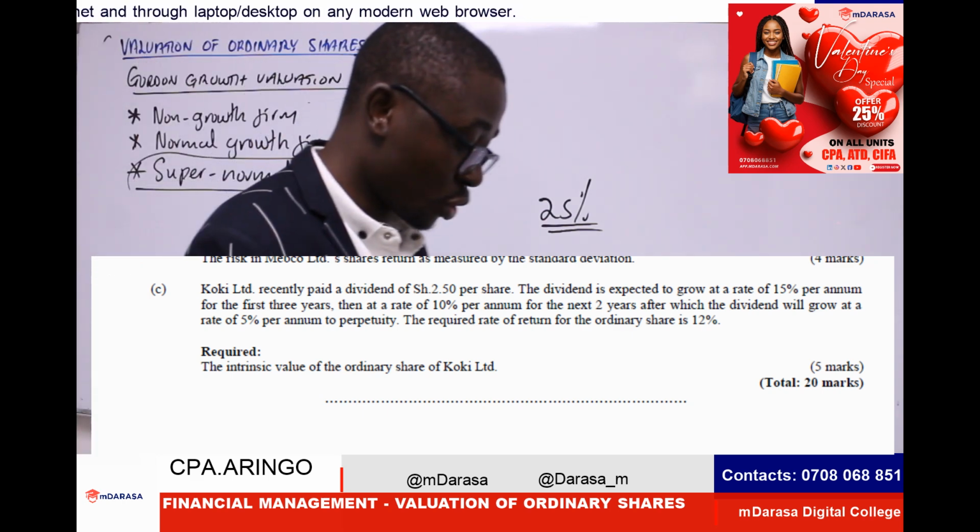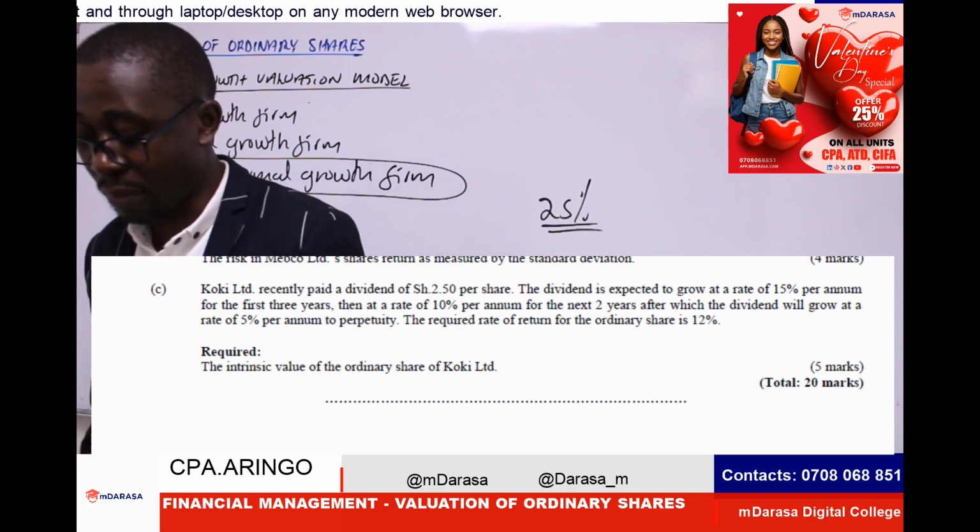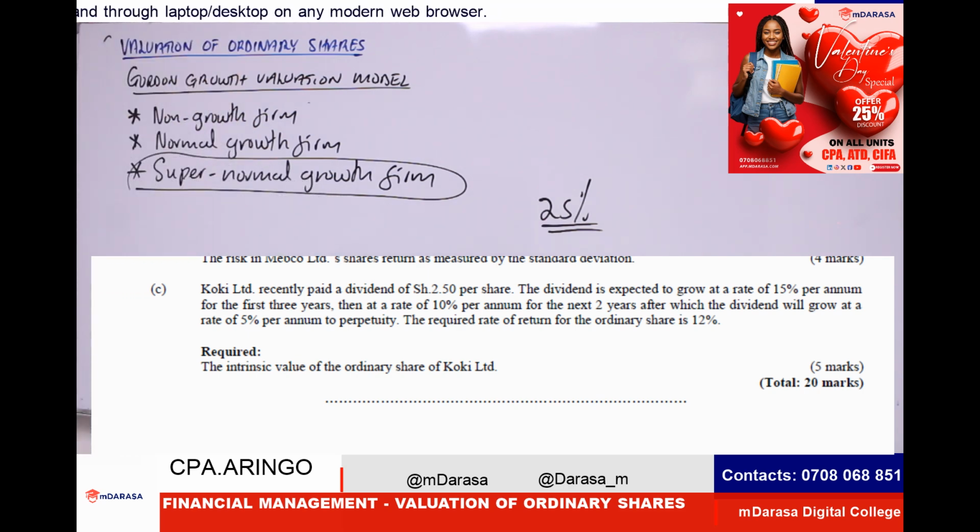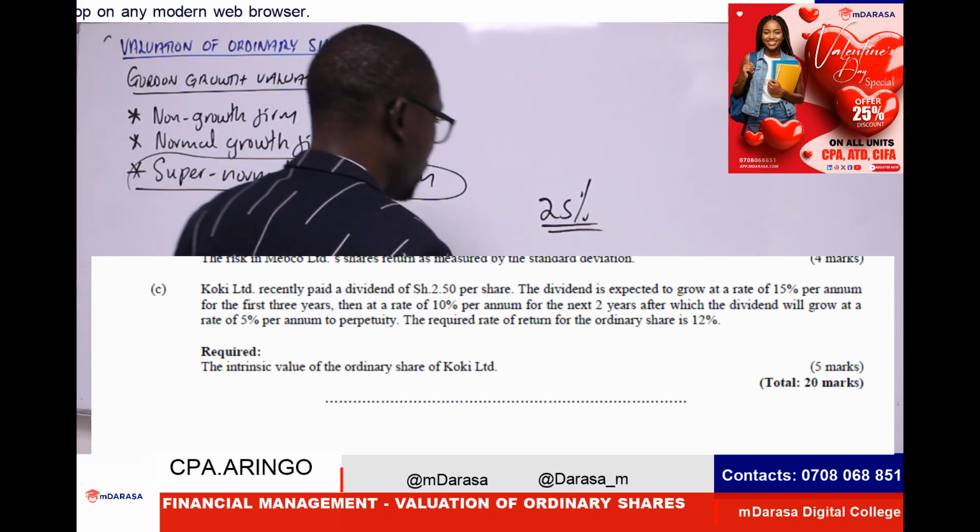If you can go through this question together, this is what the examiner told us: we have this company known as Koki Limited, which recently paid a dividend of 2.50 per share. The dividend is expected to grow at a rate of 15% per annum for the first 3 years, then at the rate of 10% per annum for the next 2 years, after which the dividend will grow at a rate of 5% per annum to perpetuity. The required rate of return for the ordinary share is 12%. Required, the examiner wanted us to determine the intrinsic value of ordinary shares of Koki Limited.